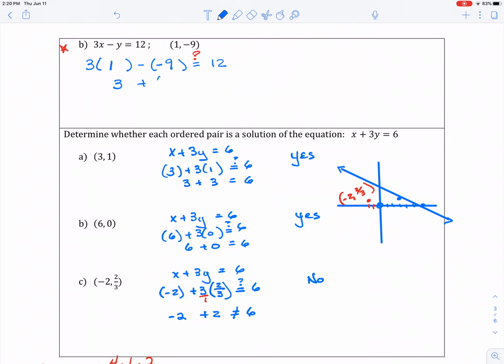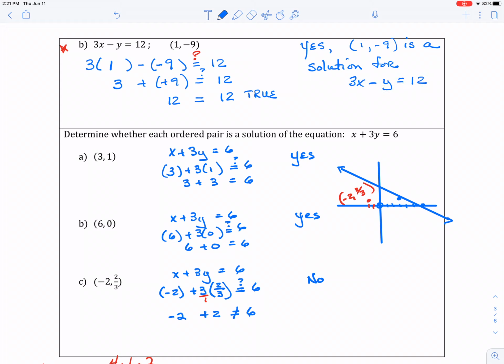So then you just do the arithmetic after you've done the substitutions. This becomes positive 9 plus positive 9. We're still asking ourselves if that's true, and you can see that this turns out to be true, so we will say yes. The point 1, negative 9 is a solution for 3x minus y equals 12.